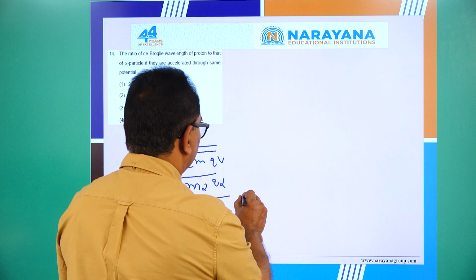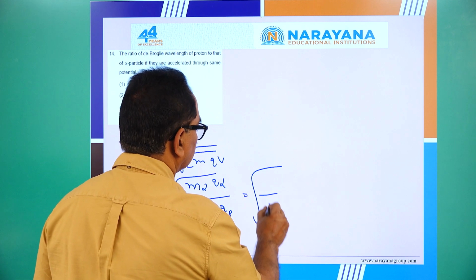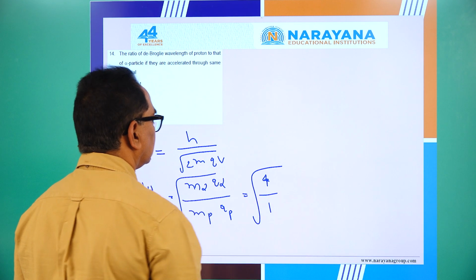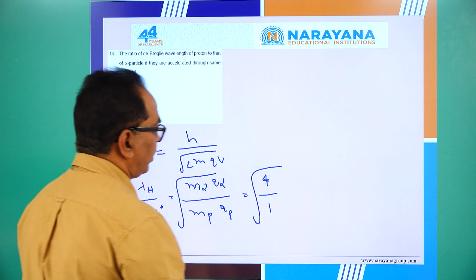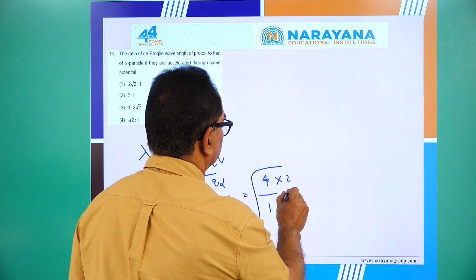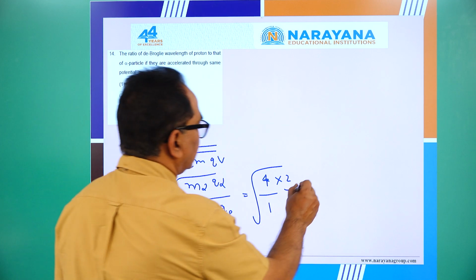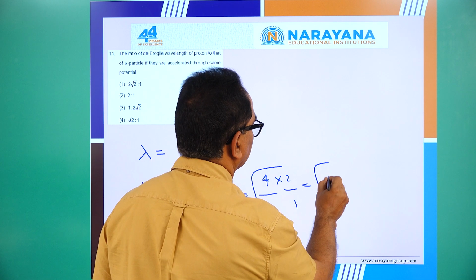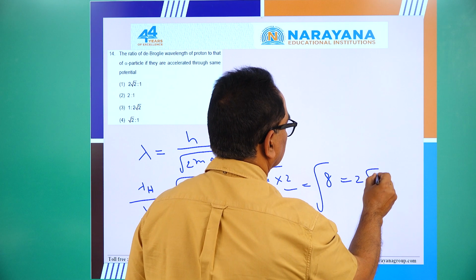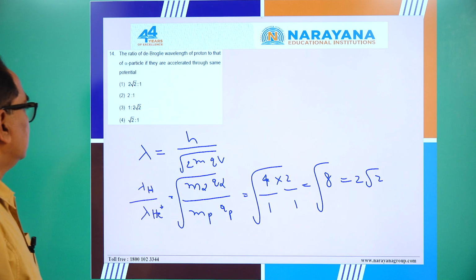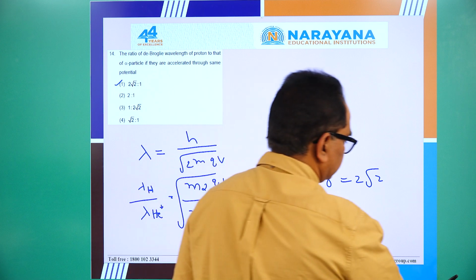When compared to the mass of proton, the mass of alpha particle is 4 times more, so we can use this. And when compared to the charge of the proton, the alpha particle has 2 units more charge. Then you will get root 8, that is nothing but 2 root 2. So the correct option is 1. Moving to the next question.